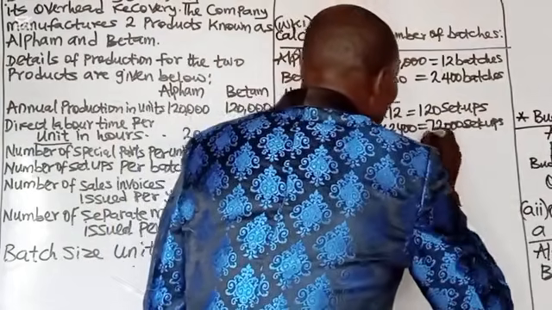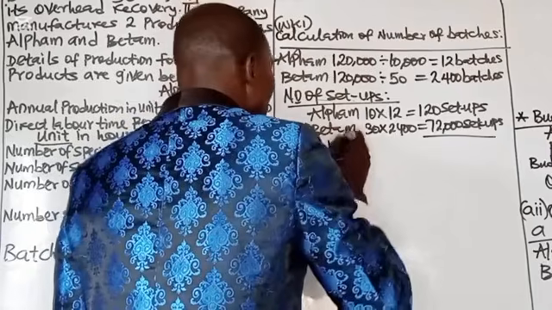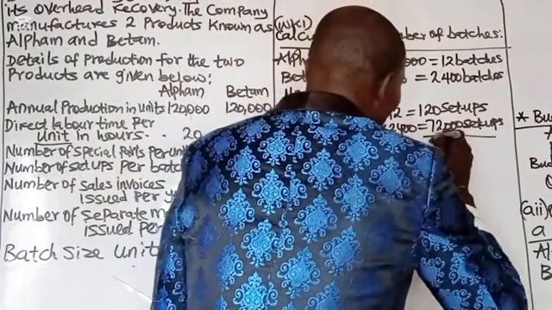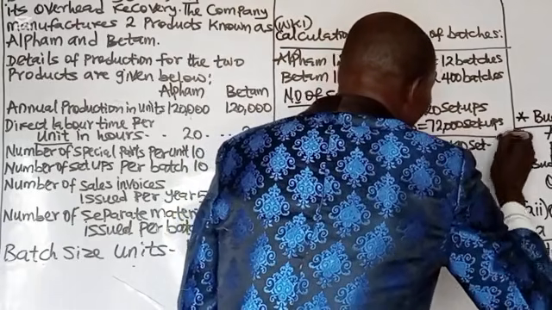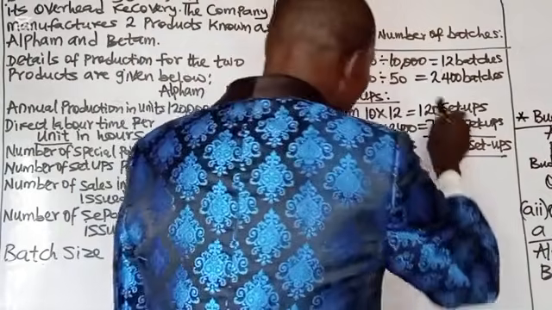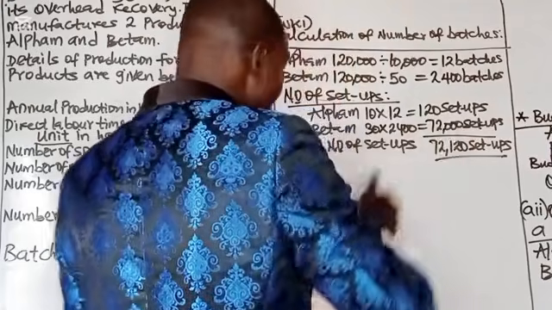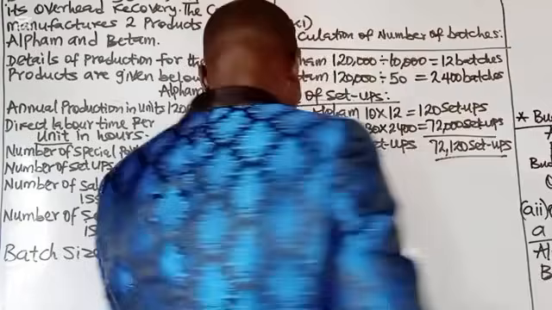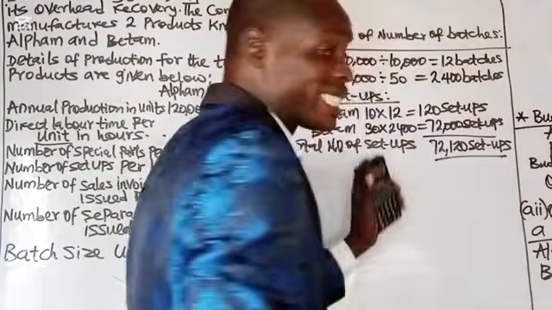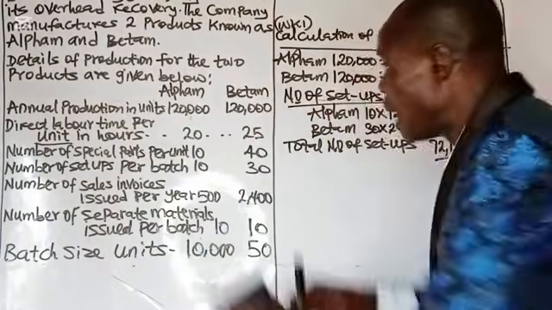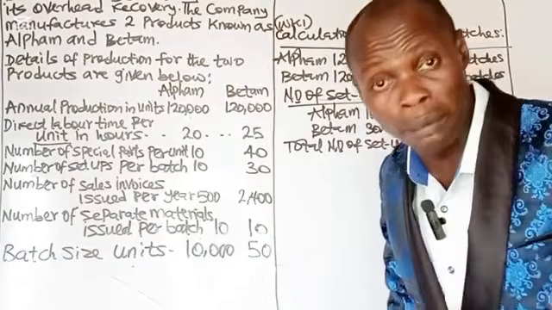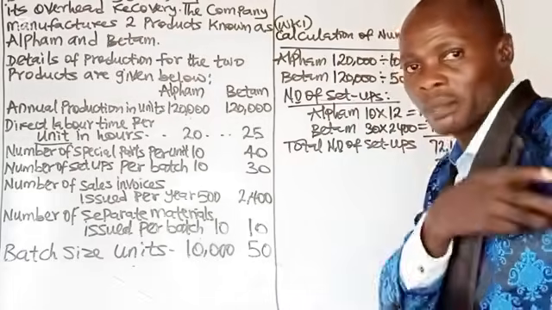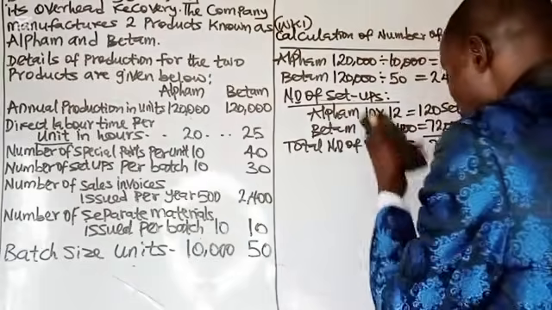So the total number of setups is 72,000 plus 120, which is 72,120 setups. It would have been 7,200 plus 120, which is 7,320, if this were 500. But I'm working based on the 50 you have in the question. As an assignment, I want you to change this figure to 500, resolve the entire solution and compare. I'm already telling you what the solution would have been if you changed this to 500. So go and redo it on your own and tell me what you have. Please do that.